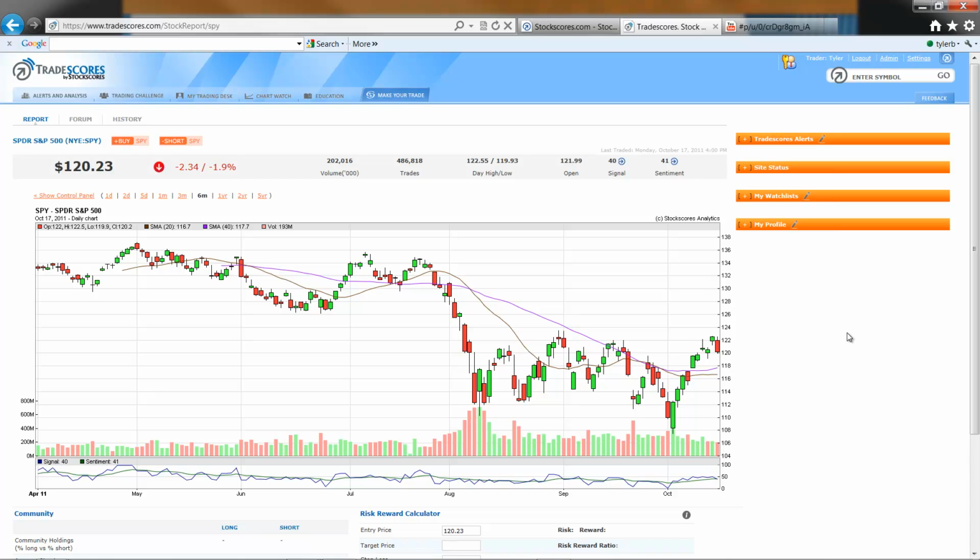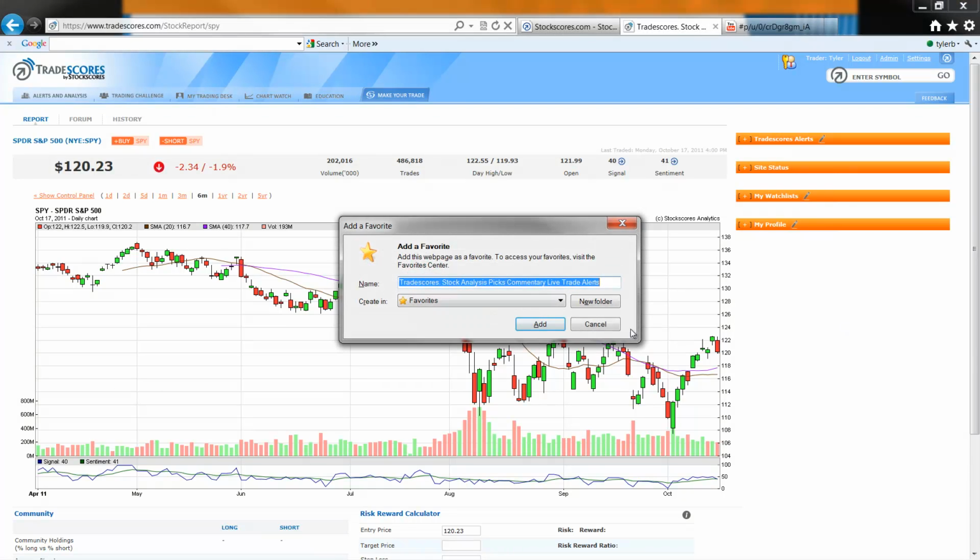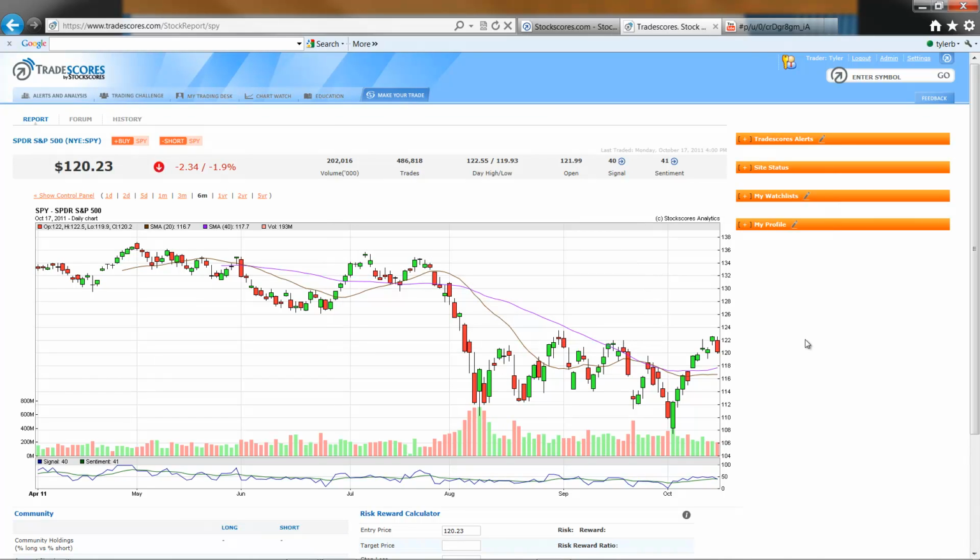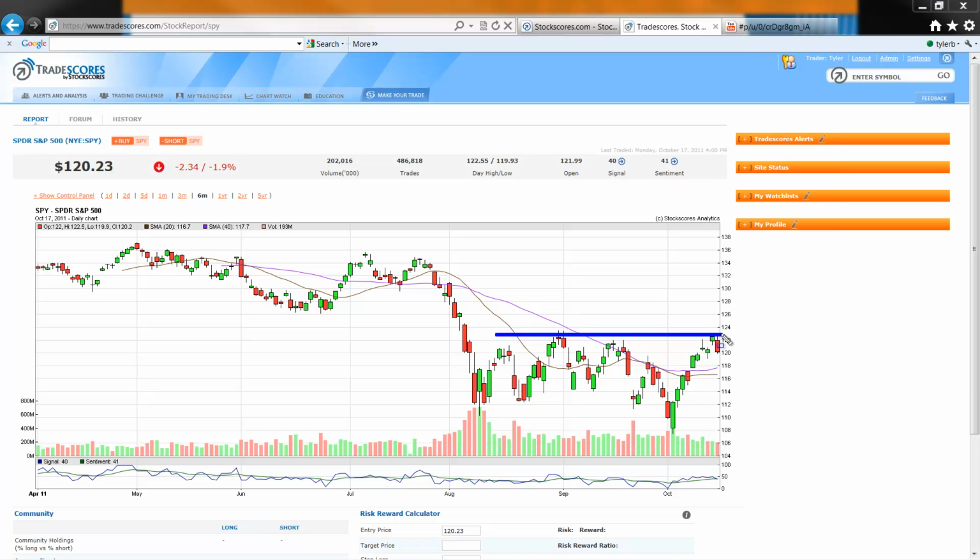We'll jump back to Tradescores.com. What I've pulled up first is a chart of the S&P 500, and what I want to show you is how the market has essentially hit resistance right here. So I'll just draw a line here for you. We can see there we have that line of resistance, and that's probably why the overall market got stuck today.